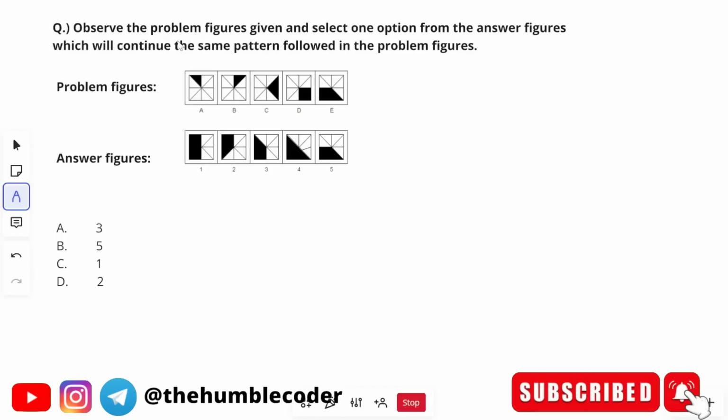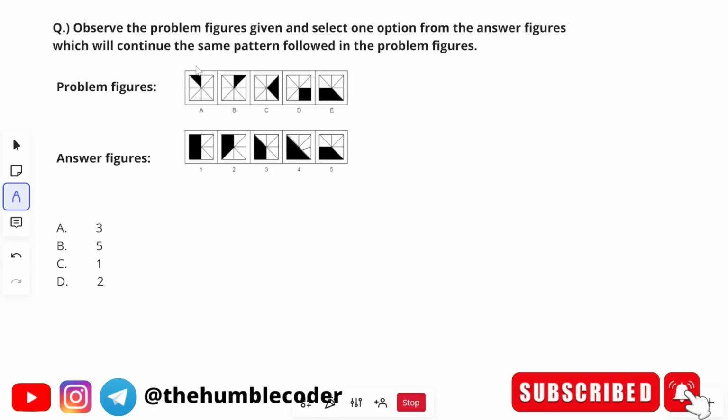Let's look at this question. Observe the problem figures given and select one option from the answer figures, which will continue the same pattern followed in the problem figures. See, we have 5 problem figures, okay, A, B, C, D, and E. We have to tell which will be the next figure which will come in the sequence, and the answer figure we have to select from the given answer figures. So let's start solving the problem, and let's first of all understand the logic that is implemented in this problem.